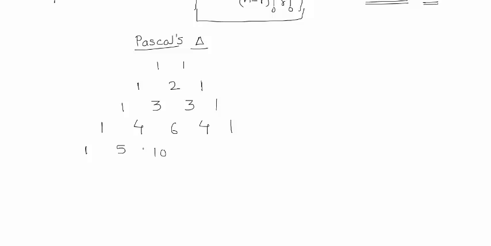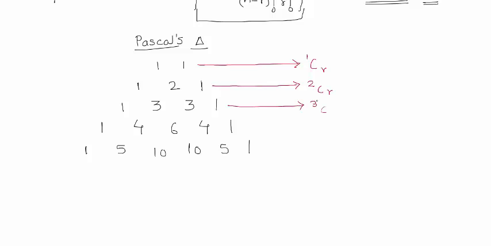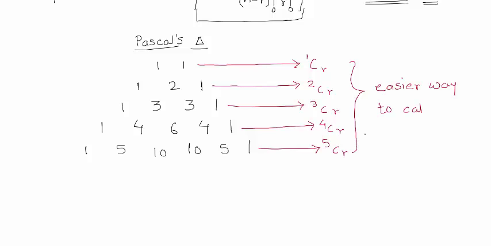And similarly, the fifth row will be 1, 1 plus 4 is 5, 4 plus 6 is 10, 6 plus 4 is 10, 5 and 1. Okay, so you can go on calculating these numbers just by adding numbers in the previous row and copying 1, 1 at the end. Alright students, now interestingly, the first row represents 1Cr, the second 2Cr. That means if I want coefficients of 5Cr, I can refer to the last row. So this Pascal's triangle can definitely be said to be an easier way to calculate binomial coefficients, that is nCr.